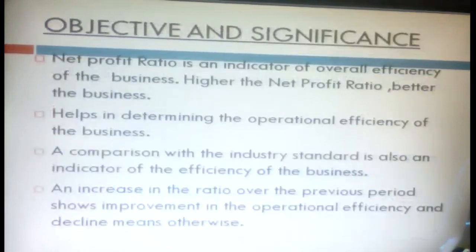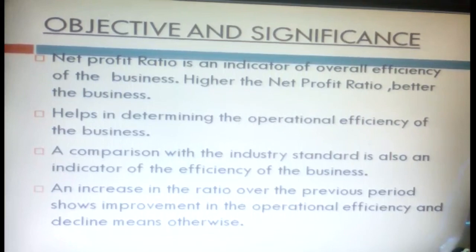Okay, then what is the objective and significance? The net profit ratio is an indicator of the overall efficiency of the business. The higher the net profit ratio, the better the business. That's what every company should be very careful about. What is the net profit? Our company's net profit. So what are we going to increase? That's why it gives the overall efficiency of the business. It helps in determining the operational efficiency of the business. A comparison with the industry standard is also an indicator of the efficiency of the business. An increase in the ratio over the previous period shows improvement in operational efficiency, and a decline means the reverse. That's why the net profit ratio is very, very important.